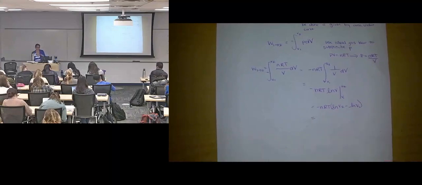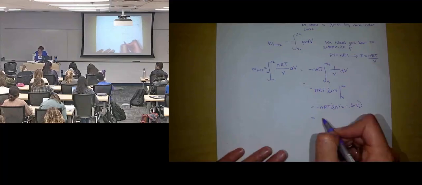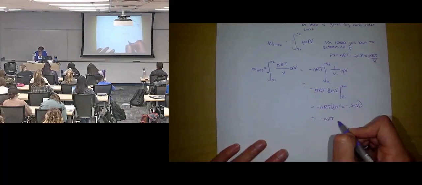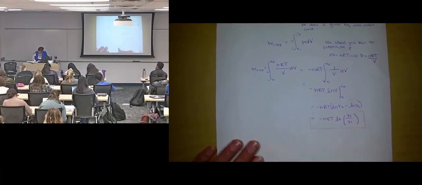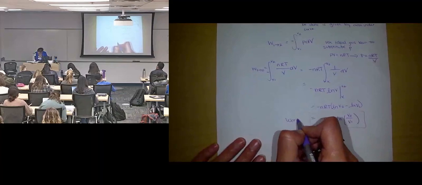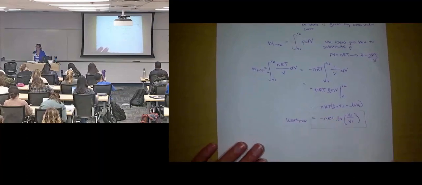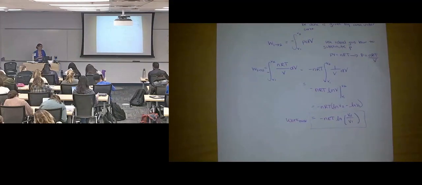And again, if you're not familiar with this way that you can manipulate natural logs, I just need you to be able to use it, or I can point you to the proof that it works. Negative nRT, the natural log of V2 over V1. Okay? This is the equation as you'll see it. And this is work sort of maximum. The other way we're going to say this is reversible work.